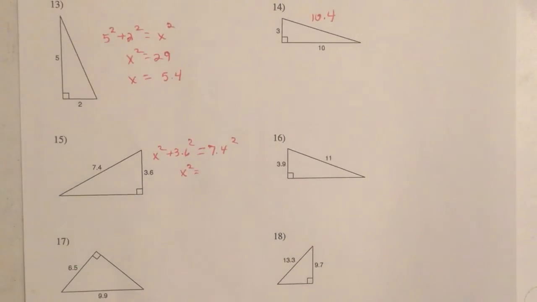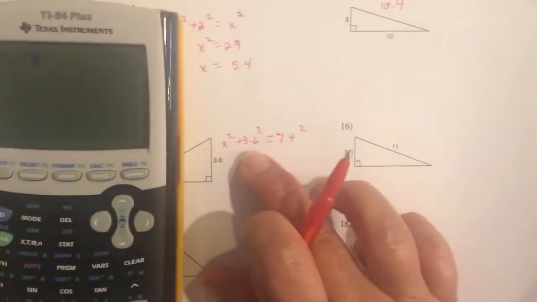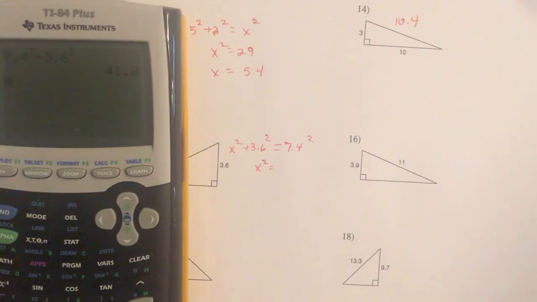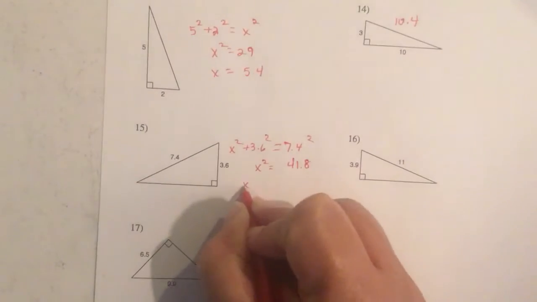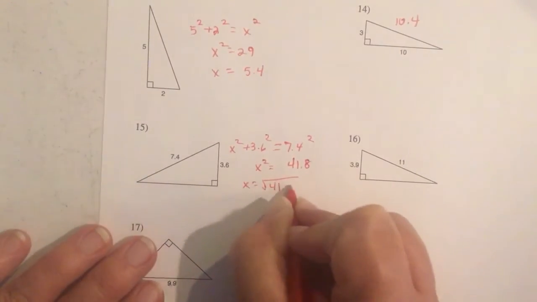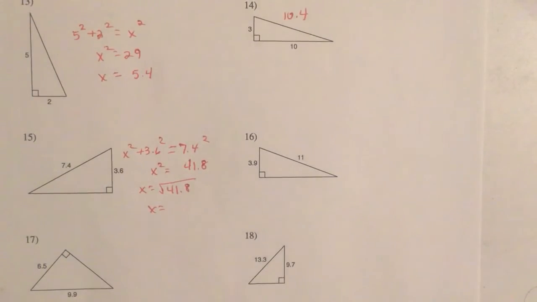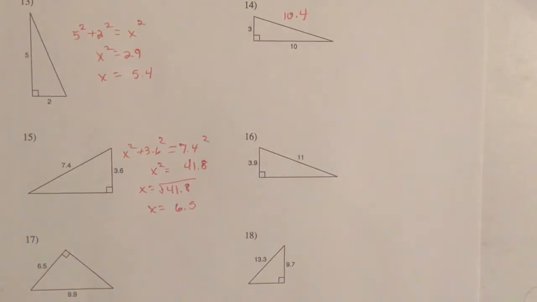So if you want to take your calculator on this one and do your 7.4 squared, subtract your 3.6 squared, you're going to get an answer of 41.8. Please don't leave that as your answer. You're going to have to take the square root of it. The square root of 41.8 is going to round to about 6.5.